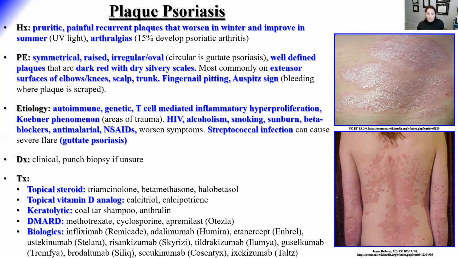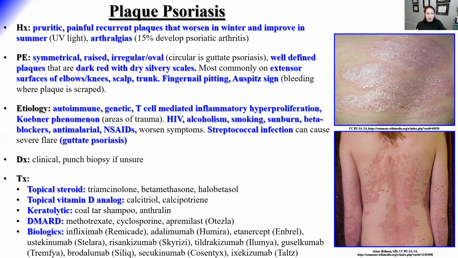If somebody with guttate psoriasis gets a streptococcal infection, so a pharyngitis, they can cause a severe flare of their symptoms. This is a clinical diagnosis. You can get a punch biopsy if you're unsure. We have lots of things that we use to treat psoriasis. So you can start, if it's mild, with a topical steroid, triamcinolone, betamethasone, halobetasol. You can use a topical vitamin D analog, so calcitriol.